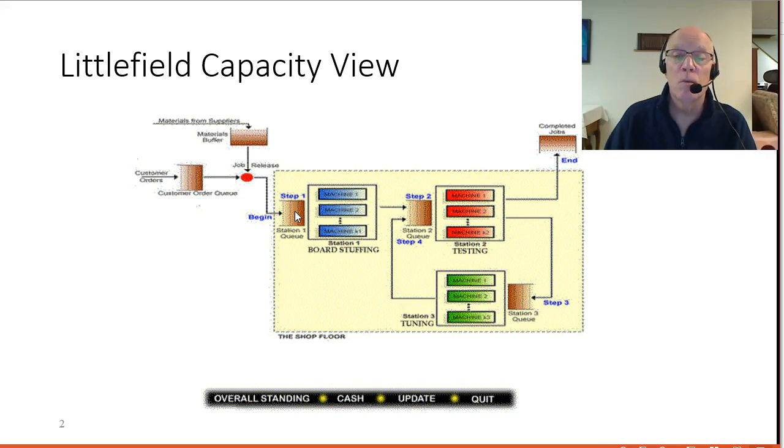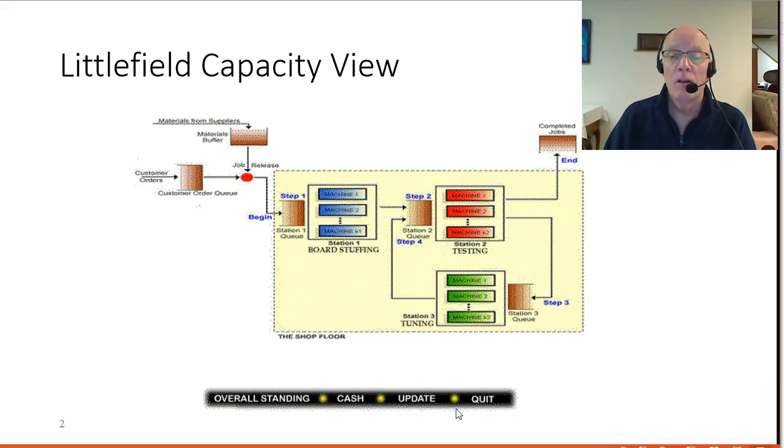So we start in station 1, the queue. Materials sit here along with the order information and wait for an available machine. The machine does the work, in this case board stuffing, and then it goes to the next queue, waiting for the first available machine here. In this case, we're doing testing. If this is the first time through, the item will then go to station 3, tuning. Again, waiting for available machines, so they'll be piled up in this queue. Once tuning is complete, it goes back through testing again. If the item has gone through station 2 twice, it'll go out the door as a completed job.